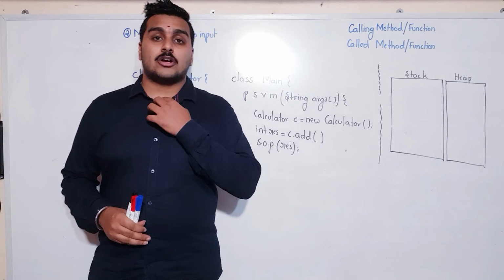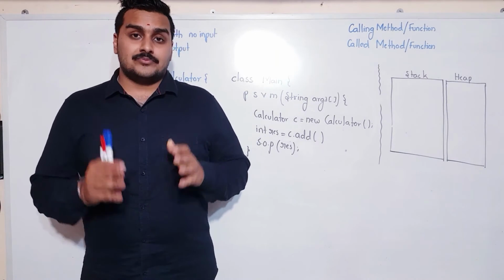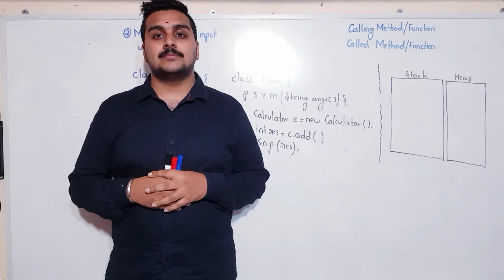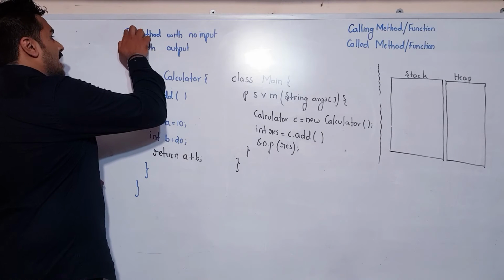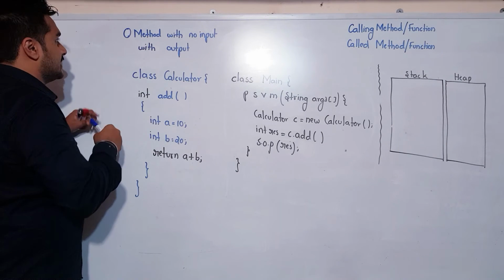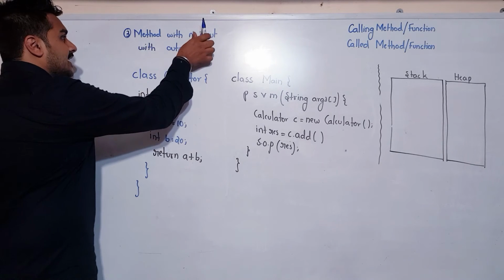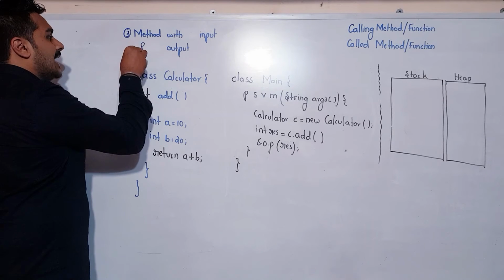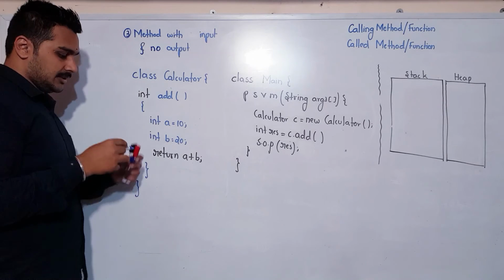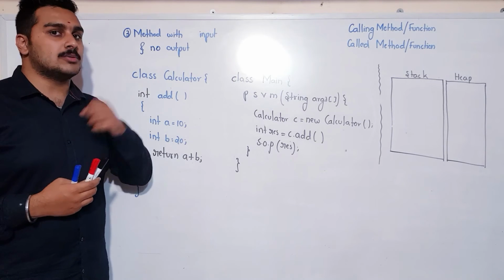I presume you have got the clarity about the next type of method as well. Now, third type of method. What is the third type of method? In this, I'm going to tell it as method type number 3. What is it? Method with input and no output, it says.